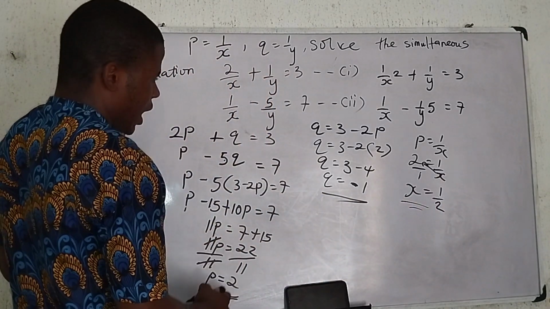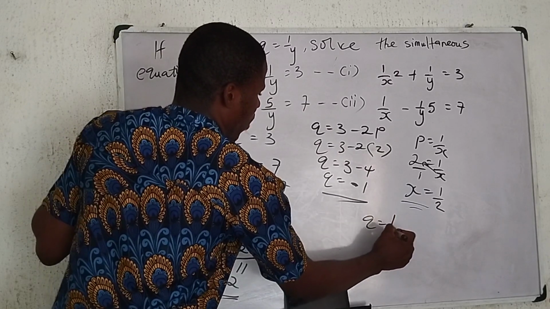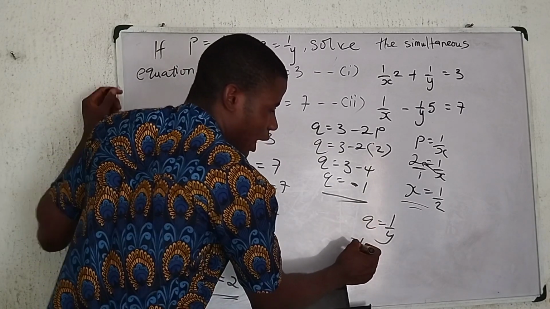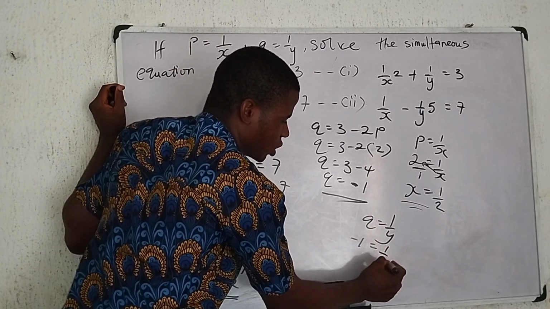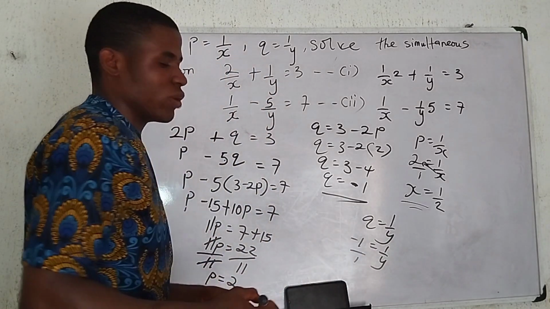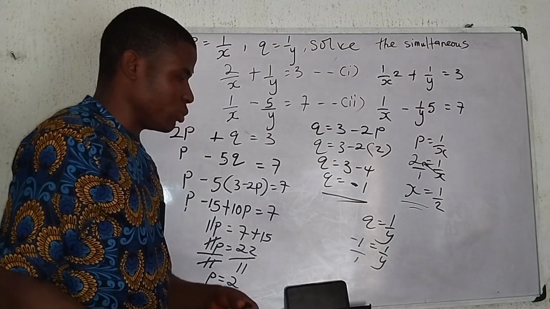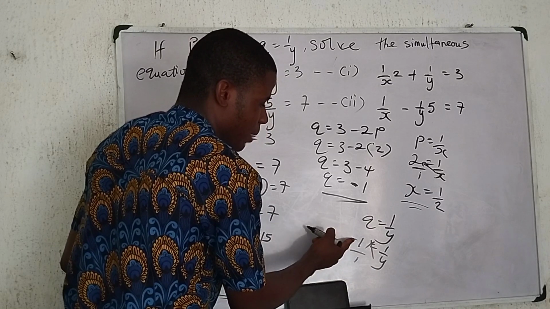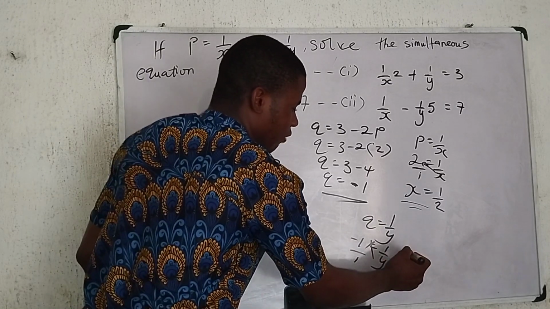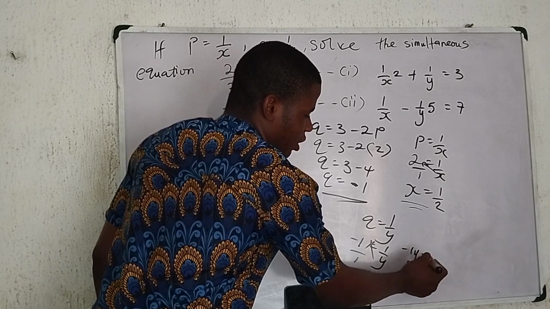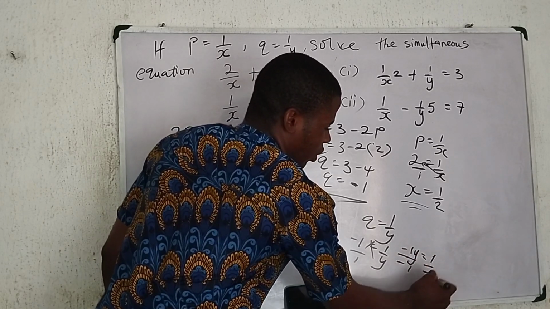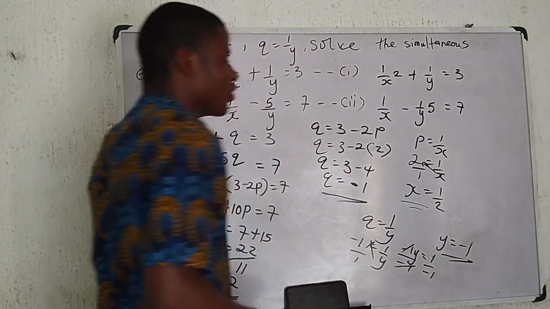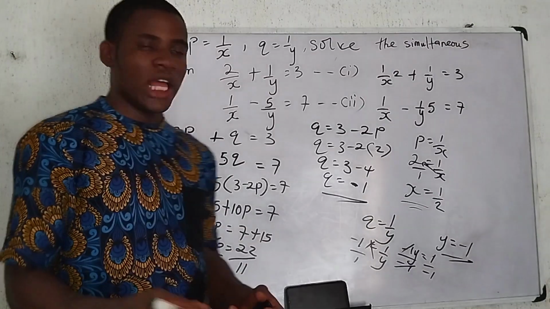What of the value of Y? I know that Q is equal to 1 over Y, and I've gotten Q to be minus 1. So minus 1 is equal to 1 over Y. If minus 1 is the inverse of Y, therefore Y should be the inverse of minus 1. Or you can cross multiply, so that Y goes up and minus 1 comes down. Finally you get minus 1 times Y is equal to 1, so Y is equal to 1 divided by minus 1, which gives minus 1. So I've gotten the values of P, Q, X, and Y.